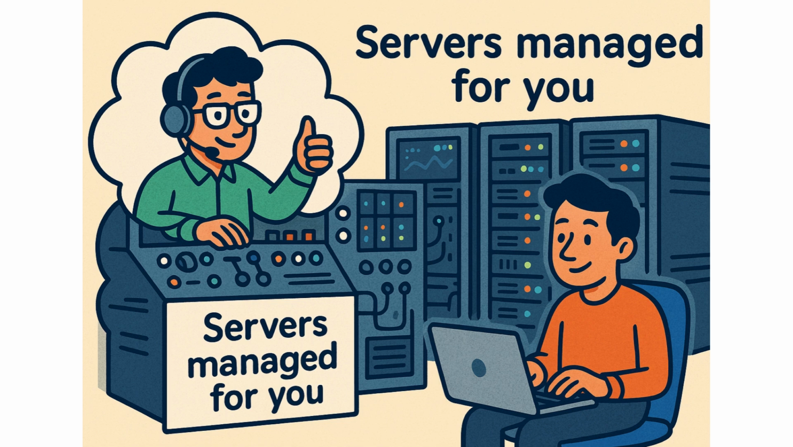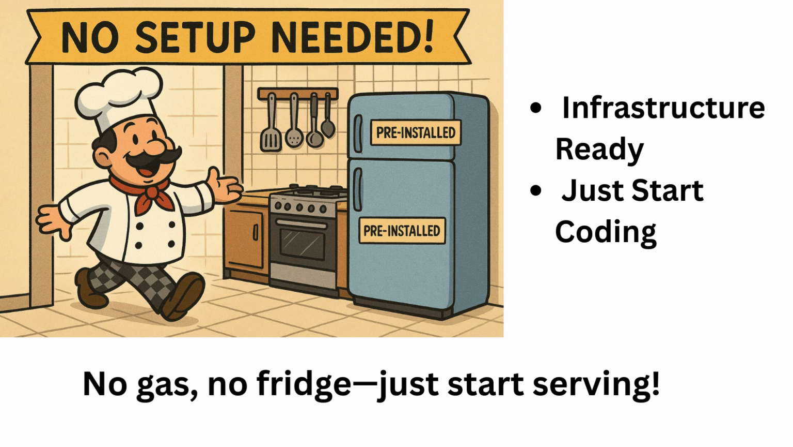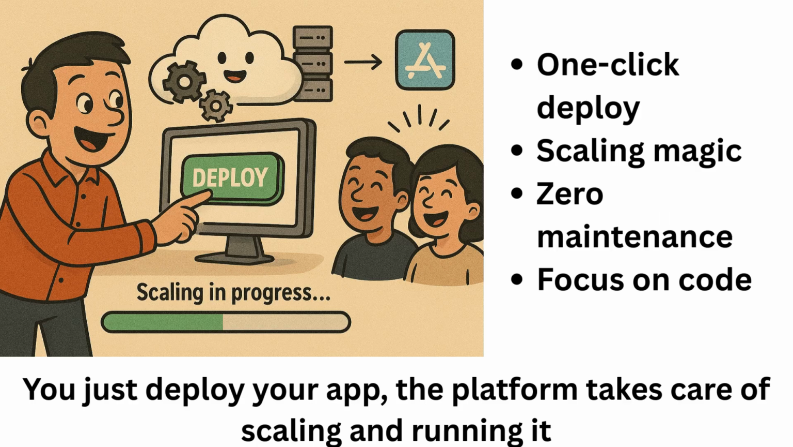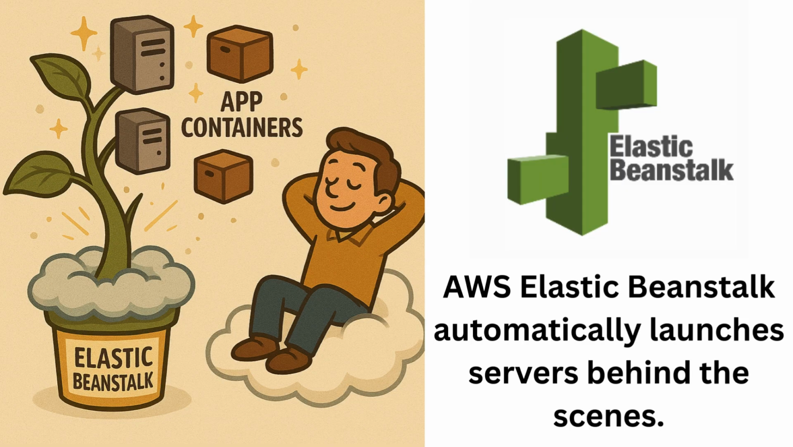Servers and virtualization, managed by cloud provider. Analogy, the kitchen is ready, you don't install the gas stove or fridge. You don't see or touch the virtual machines. You just deploy your app, the platform takes care of scaling and running it. Example, AWS Elastic Beanstalk automatically launches servers behind the scenes.